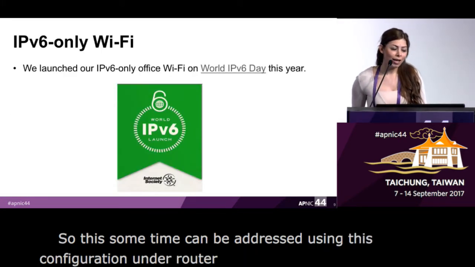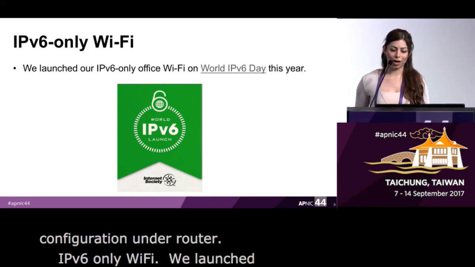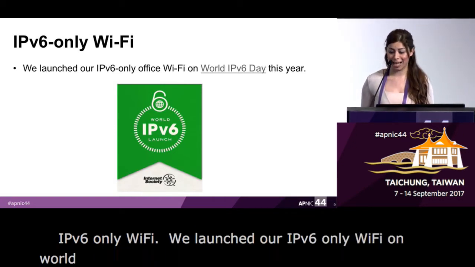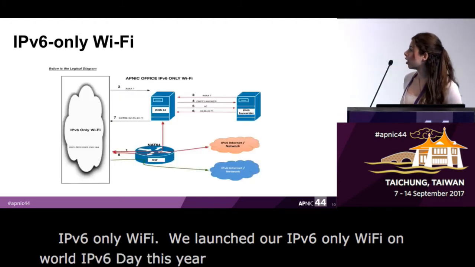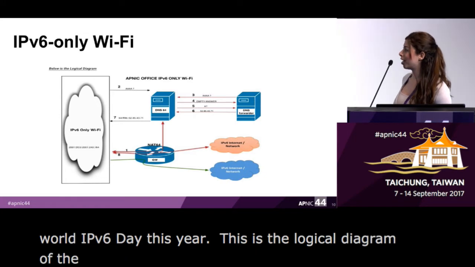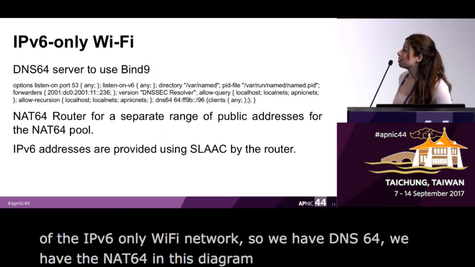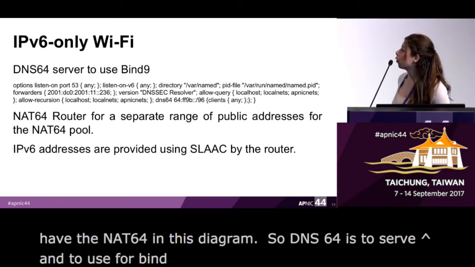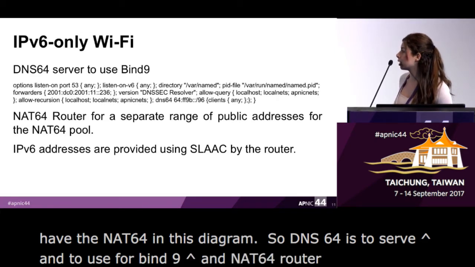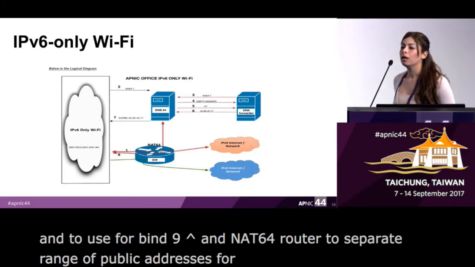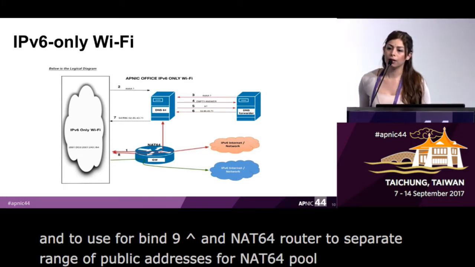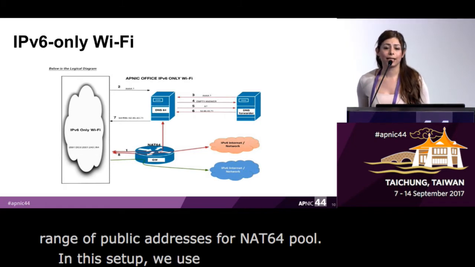IPv6-only Wi-Fi. We launched our IPv6-only Wi-Fi on World IPv6 Day this year. This is the logical diagram of the IPv6-only Wi-Fi network. We have DNS64 and NAT64 in this diagram. DNS64 is served using BIND9, and the NAT64 router uses a separate range of public addresses for the NAT64 pool. In this setup, we used stateless address auto-configuration for IPv6 addresses.